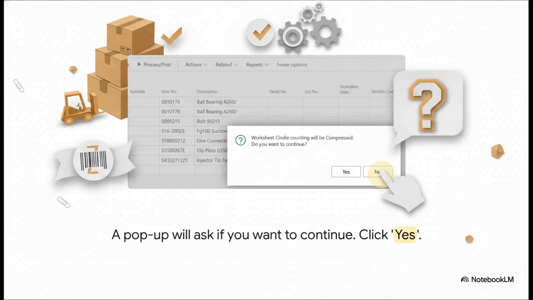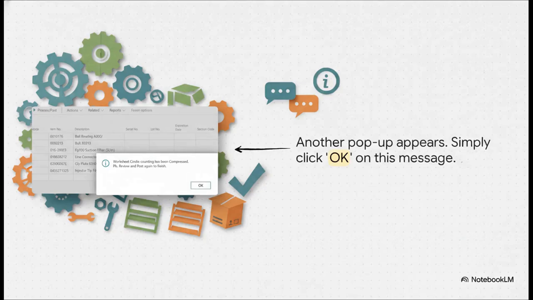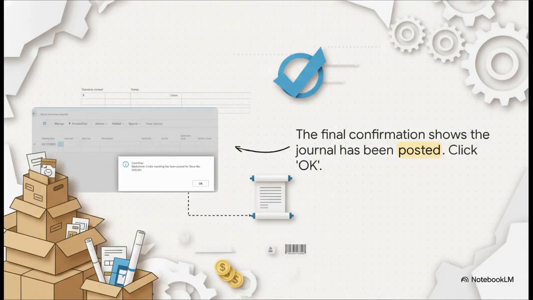You're going to see this pop up asking to compress the worksheet. Don't worry, just go ahead and click Yes. Then you'll get another pop-up. This one's just an FYI, so you can just click OK. And there's your final confirmation. The journal's posted and your inventory is officially updated.